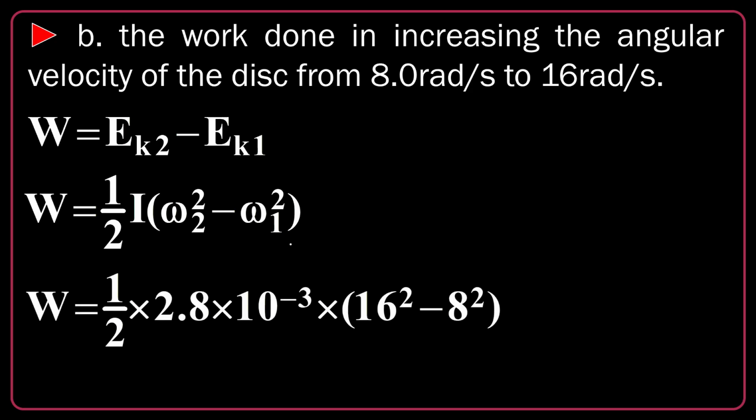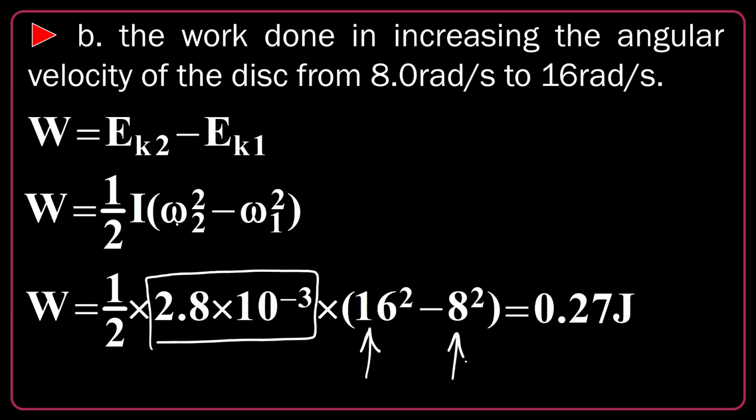Then let's plug in the values. This is the I, we found it already. And this is the final omega 16, this is the initial omega 8. And the answer is 0.27 joules. This is the work done by the net torque acting on the disk.